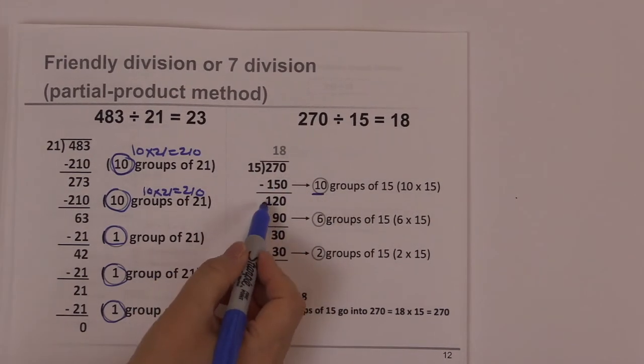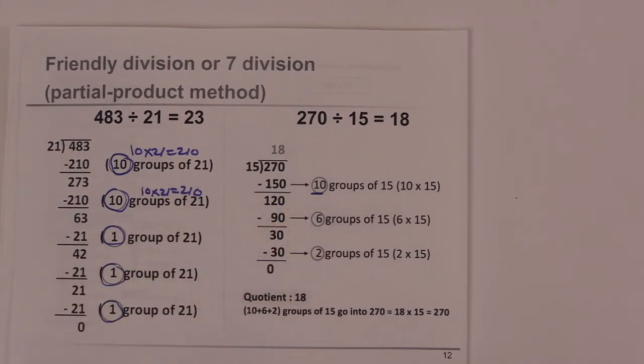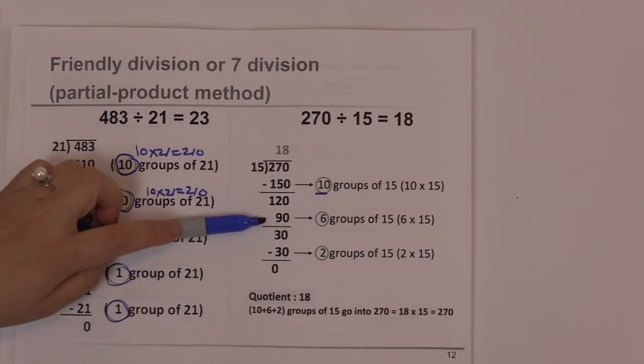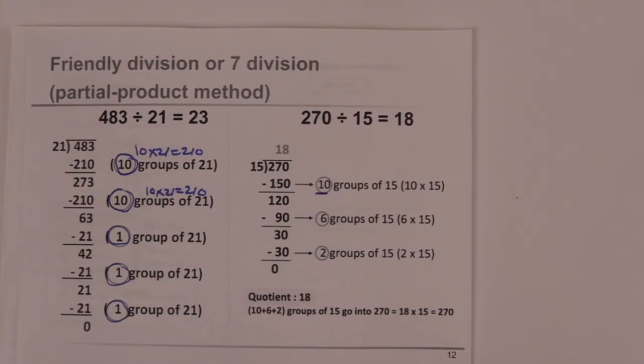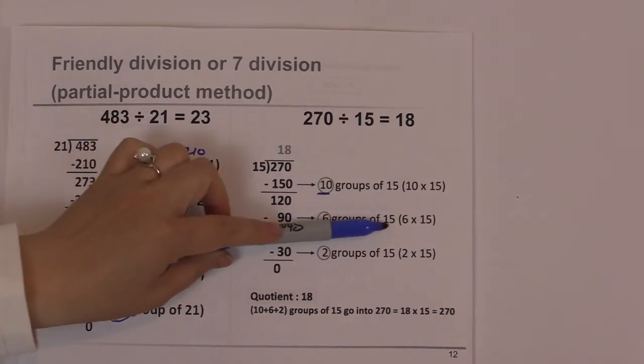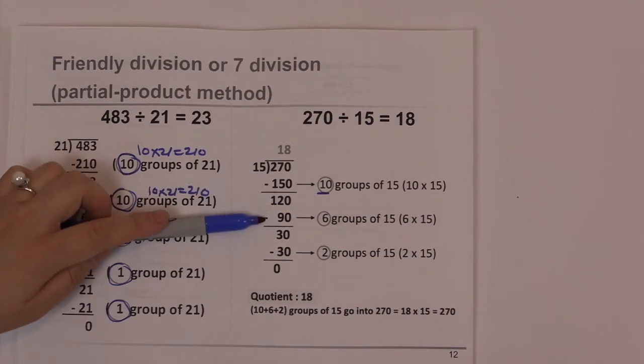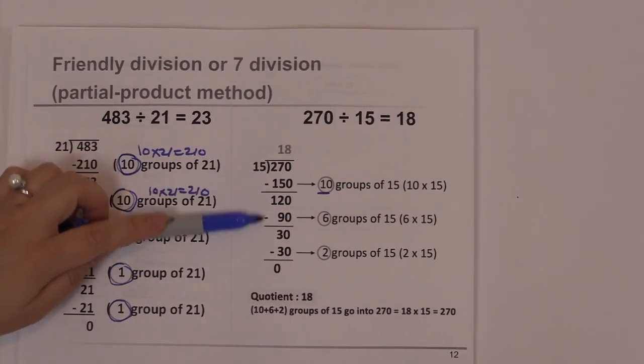So I subtract here and I have 120. I don't think I can make another 10 groups of 15 because it's too small. But I know that 6 groups of 15 is 90. You can use different numbers too. You can use 60, you can use another number, totally fine. But I want to use 90 here, and then I subtract 90 from 120, so I have 30.